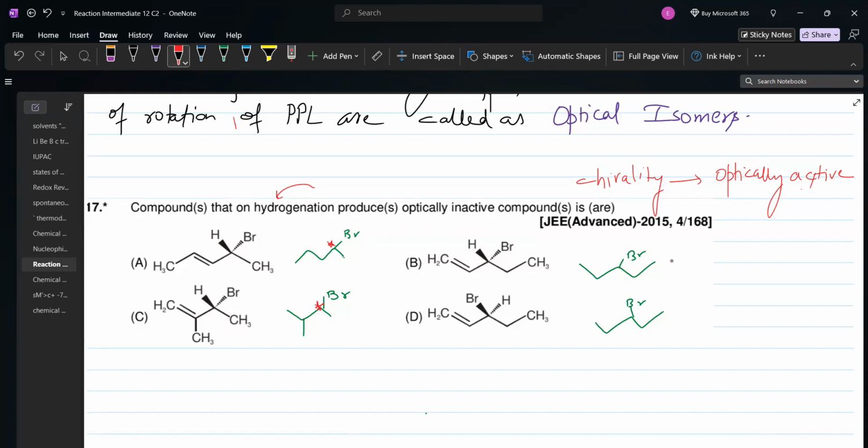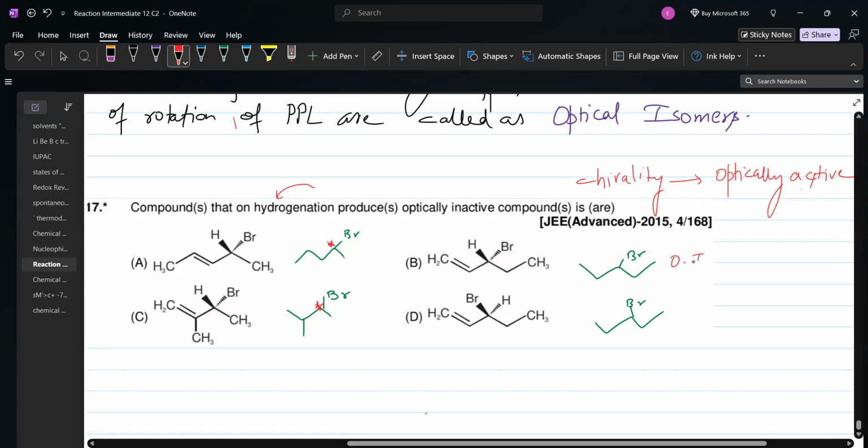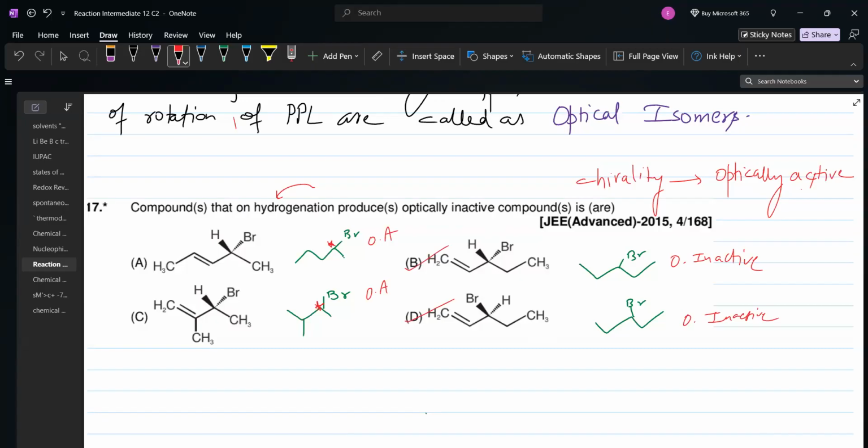This is optically inactive. Okay, the same thing here also, optically inactive. A and C are optically active. These two options are correct. However, we have to choose the optically inactive compound. So B and D are the correct options. One minute, I'll write and note that.